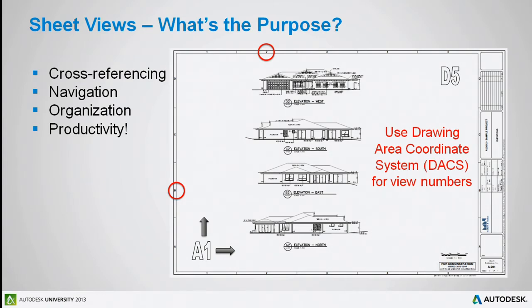If you see up here, I'm not even going to try and use the pointer, because it'll be all over the place. These numbers down here are the columns for the grid. We're all familiar with grids, right? Use them all the time. This is what's called the Drawing Area Coordinate System, DACS, right?